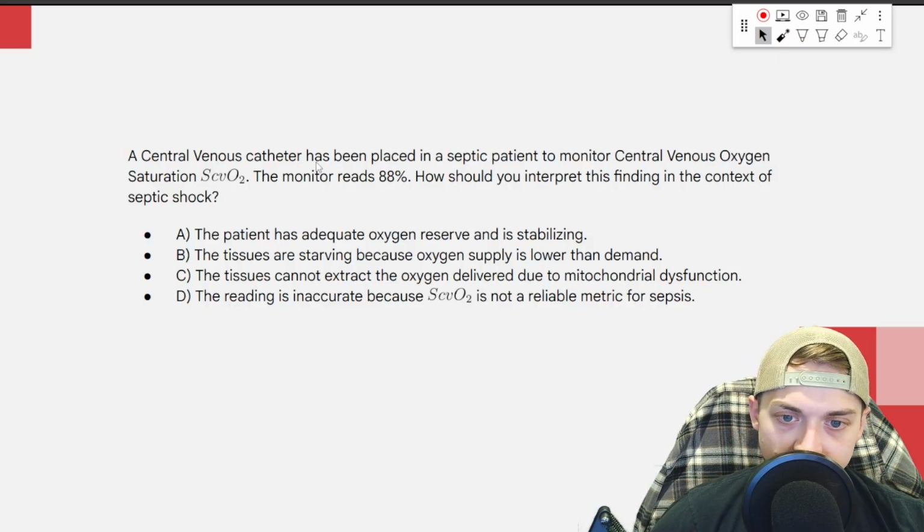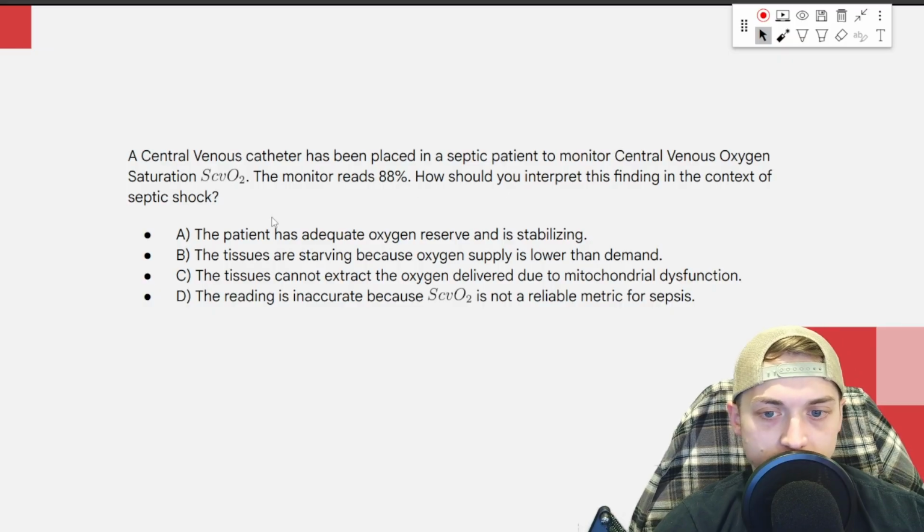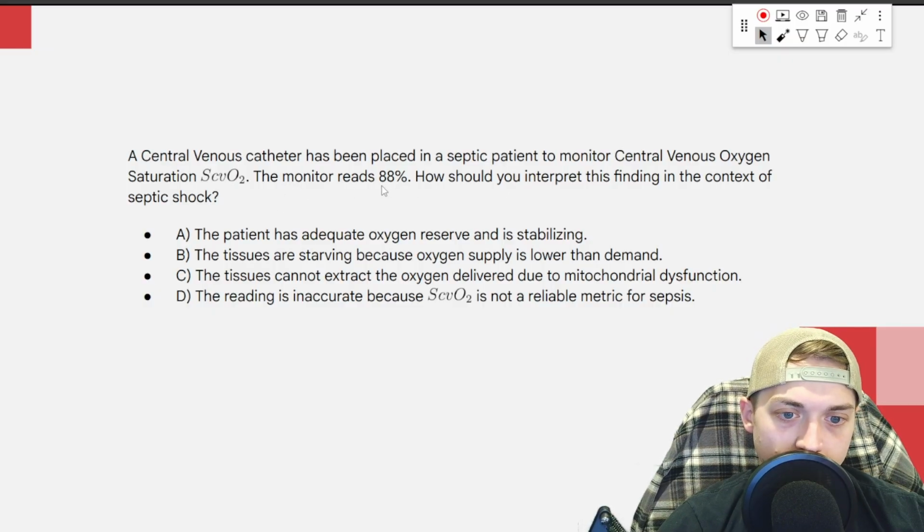So, a central venous catheter has been placed in a septic patient to monitor central venous oxygen saturation. Monitor reads at 88%. How should you interpret this finding in the context of septic shock? I will leave you with this one for a second.